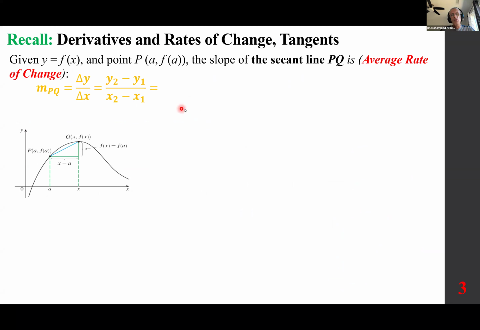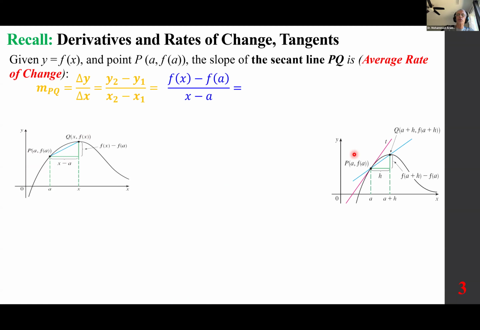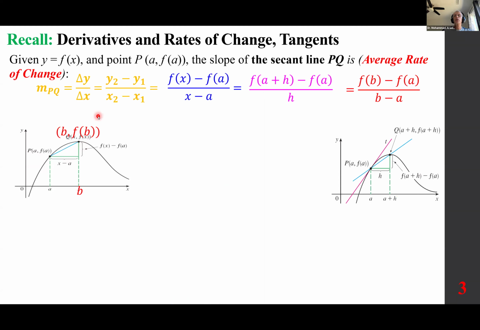We can write it as delta y over delta x, y sub 2 minus y sub 1 over x sub 2 minus x sub 1. Or if you look at this one, f of x minus f of a over x minus a. Or this graph, f of a plus h minus f of a over h. This point b, f of b minus f of a over b minus a, they are all the same thing.